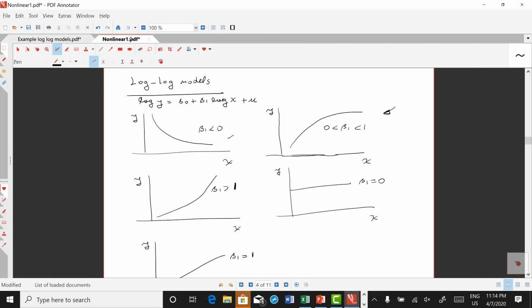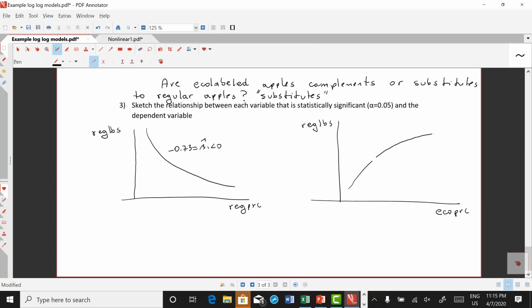Let me see the shape again. Let's look like this. So beta 2 hat is higher than 0 and less than 1, and it was equal to 0.74. So, the first graph, remember, that's kind of like the law of the demand. As the price increases, the quantity demanded decreases. So that's consistent with the law of the demand.